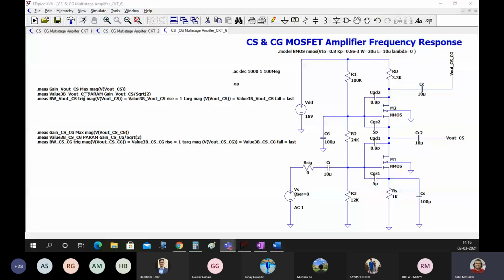In both the MOSFETs, CGD2 is 0.8 pico, CGS1 and CGS2 are 5 picofarads. Then R1, R2 and R3 are 100K, 24K and 12K respectively. Then this is our test voltage source. So you know how to get this thing.